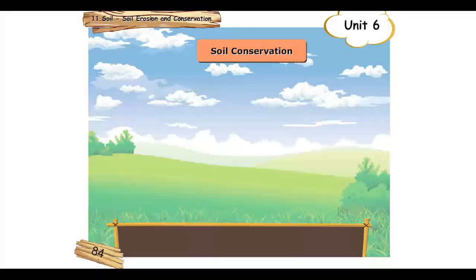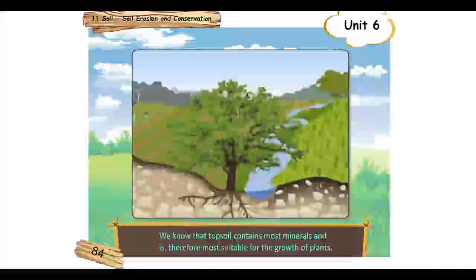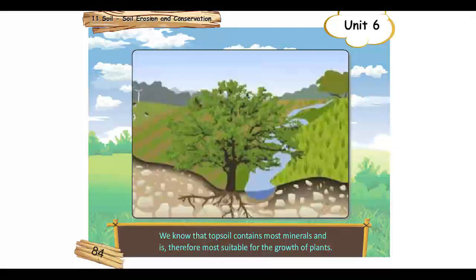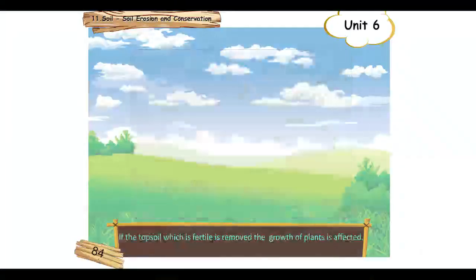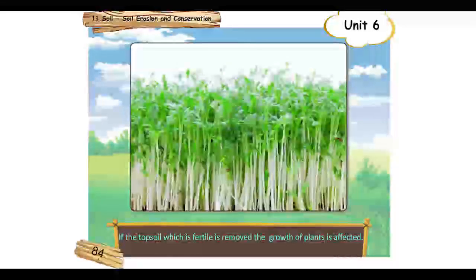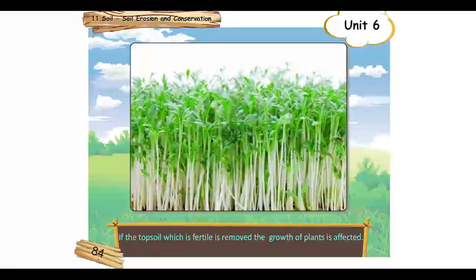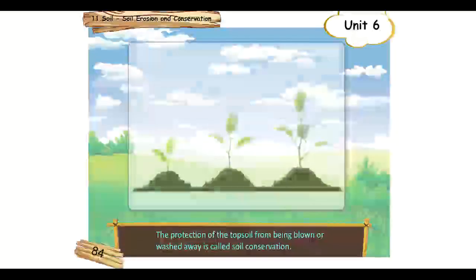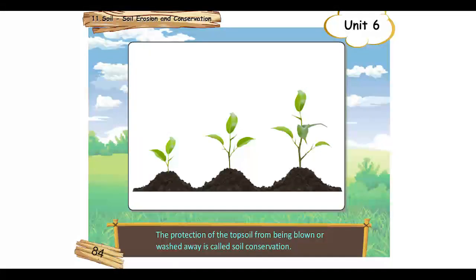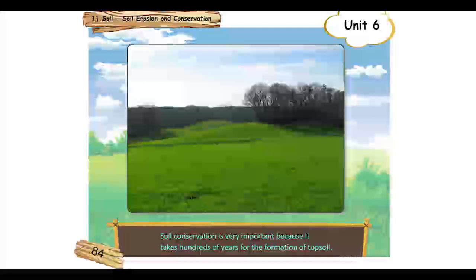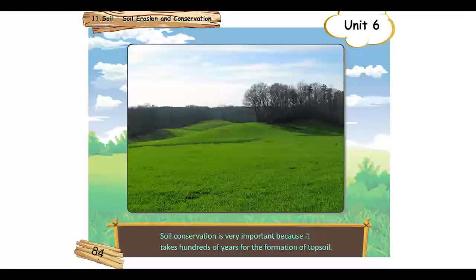Soil conservation. We know that topsoil contains most minerals and is therefore most suitable for the growth of plants. If the topsoil, which is fertile, is removed, the growth of plants is affected. The protection of the topsoil from being blown or washed away is called soil conservation. Soil conservation is very important because it takes hundreds of years for the formation of topsoil.